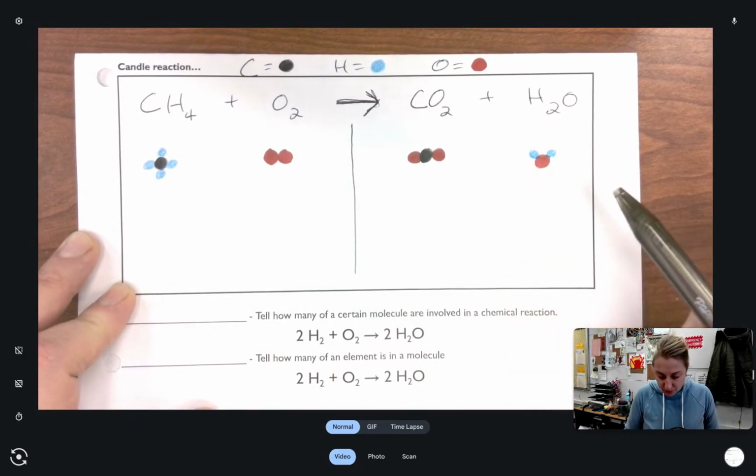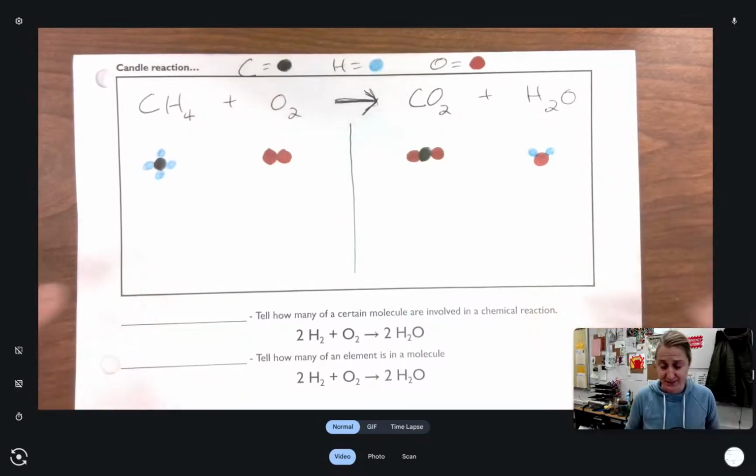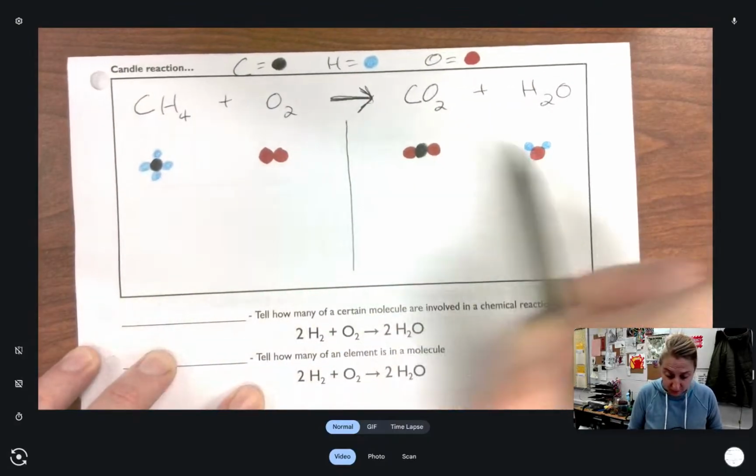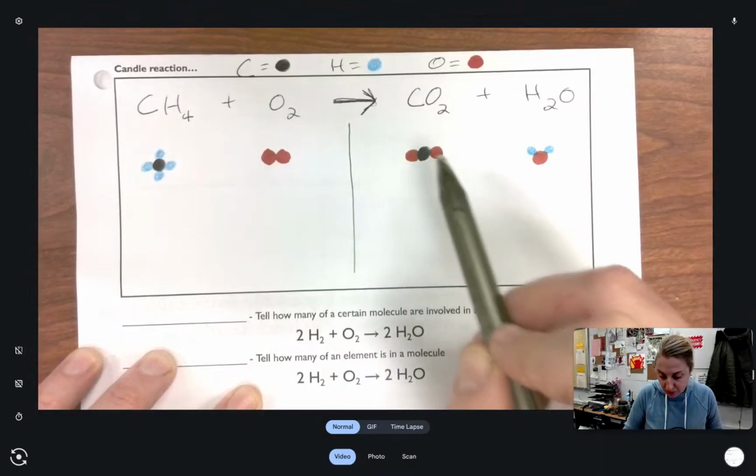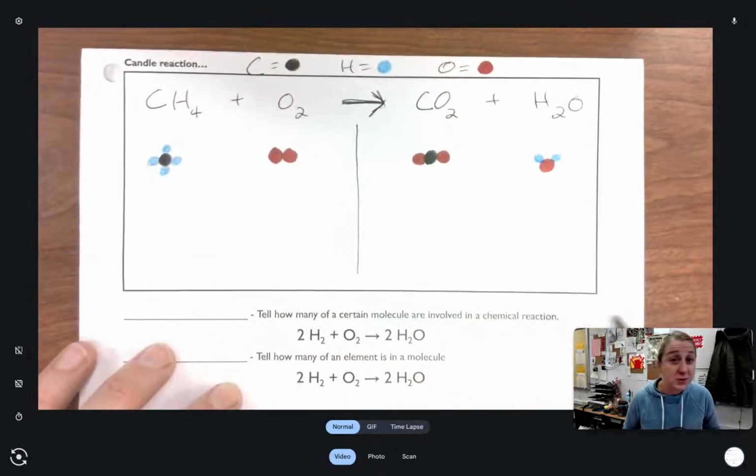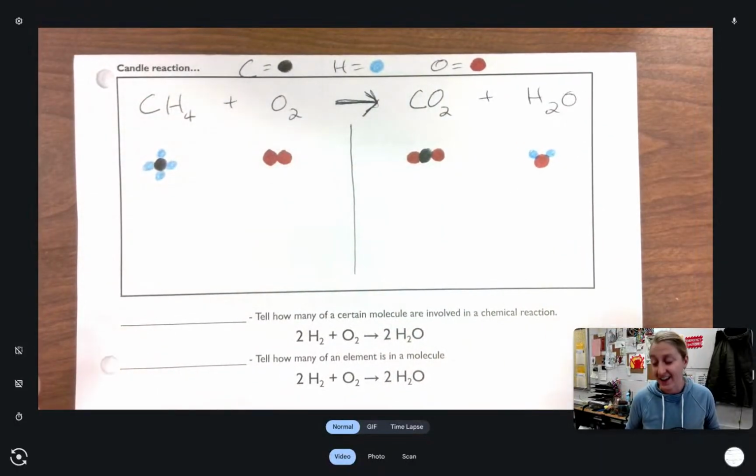That's not balanced. So how can we fix this? Well, you can only fix it by adding more of what you've already got. Now we've only got 4 things here: CH4, O2, CO2, and H2O.